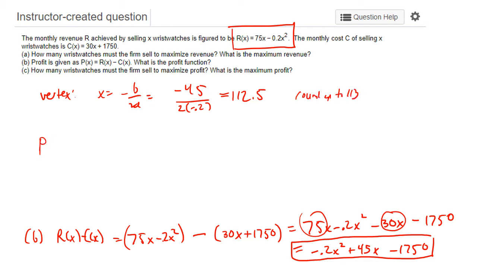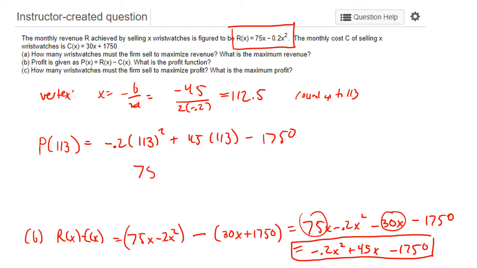So the profit function for 113 will be our maximum. That's going to be negative 0.2 times 113 squared plus 45 times 113 minus 1,750, which if I quickly go ahead and compute, is $781.20. So there is our maximum profit.